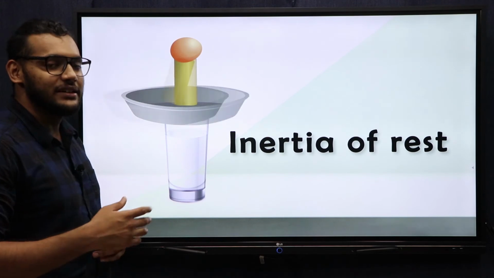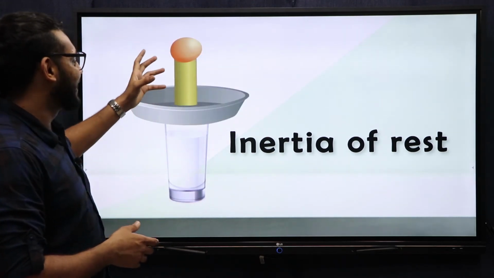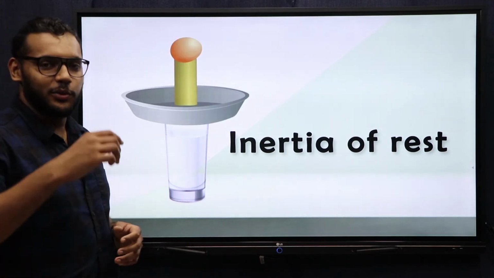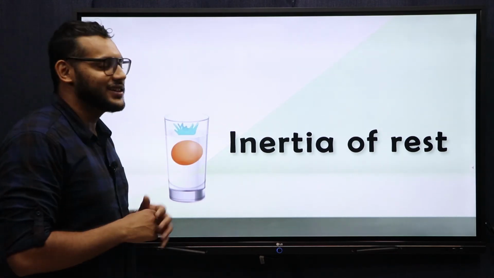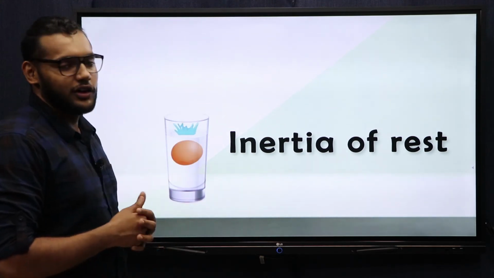This can be done easily with, say, a cardboard and a coin. Now, this setup is quite complex, but you can easily try it with a cardboard and a coin. You put a cardboard sheet on top of a glass, put a coin on top of that, and you flick it, and you can watch it fly away as the coin falls into the glass.